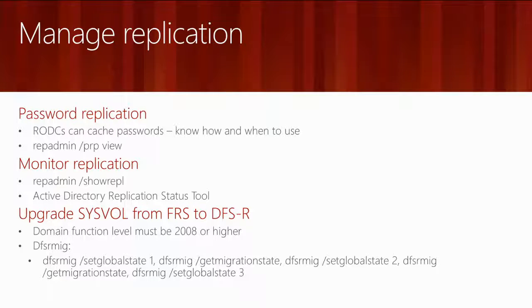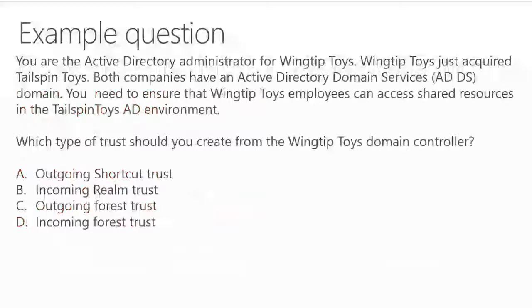So we now have an example question. All right, so you're the Active Directory Administrator at Wingtip Toys. That is one you might see on the exam. They just acquired Tailspin Toys, and now they're going to start accessing each other's stuff. Well, at least one way, maybe. Notice the question, too. Which type of trust should you create from the Wingtip Toys domain controller? I'm hearing some C's and D's. C, outgoing forest trust.